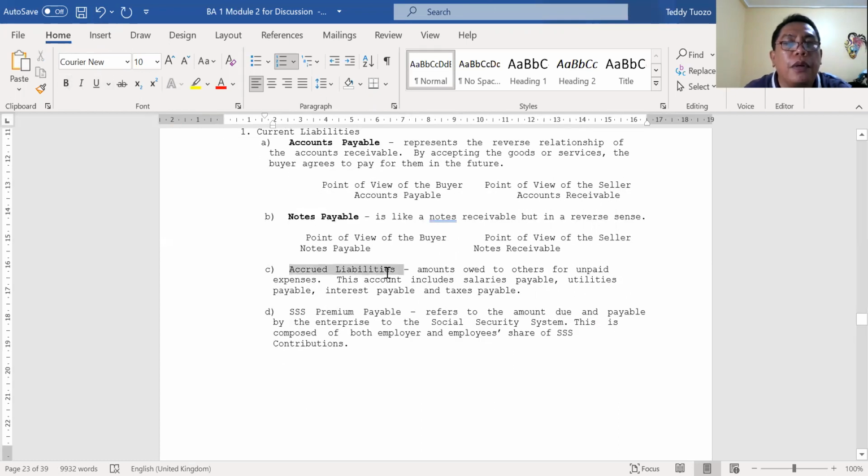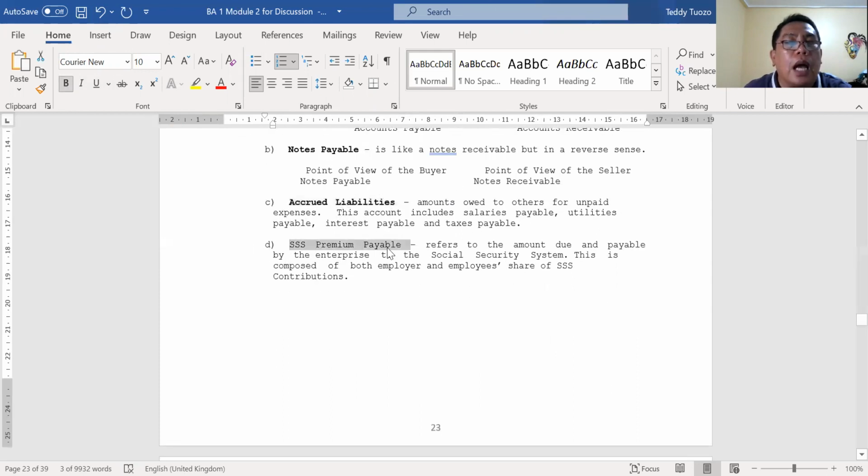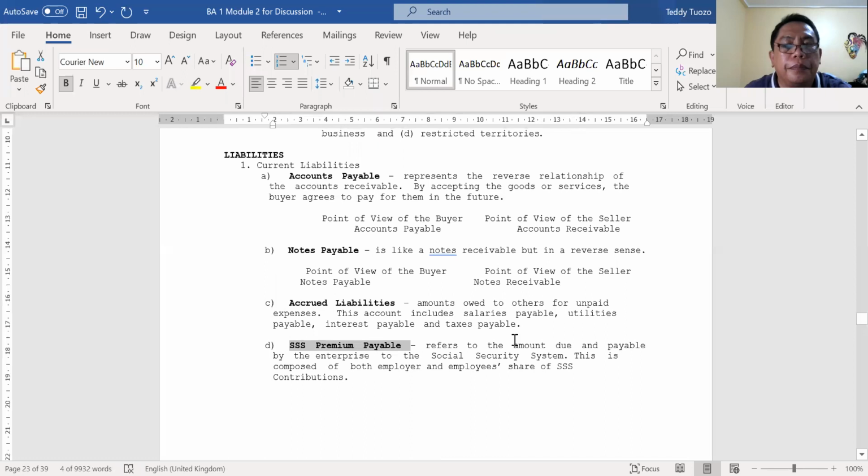So you have other liabilities. The first item is accounts payable. It represents a reverse relationship of the accounts receivable that I have also shown to you earlier. By accepting the goods or services, the buyer agrees to pay for them in the future. So from the point of view of the buyer, accounts payable. From the point of view of the seller, receivable.